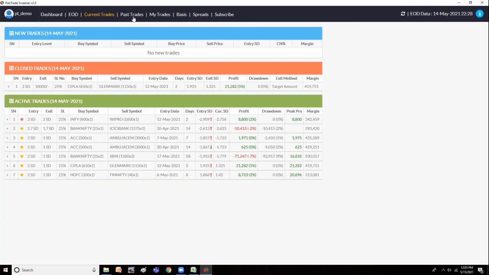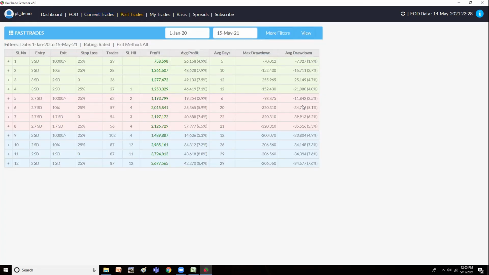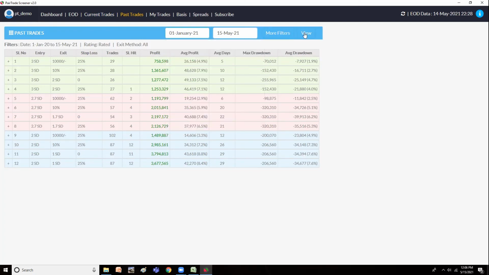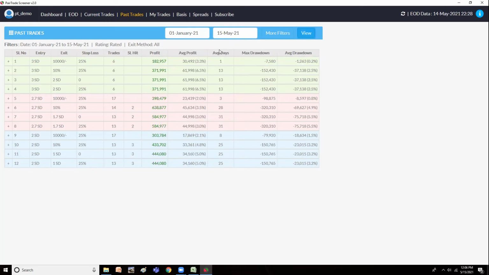Coming to the past trades section, it will display what trades have happened here. Here, if you see, it is like Jan 20, 2000. So I could change it to January 1st and say view. From January 1st, year to date, how many trades have happened?